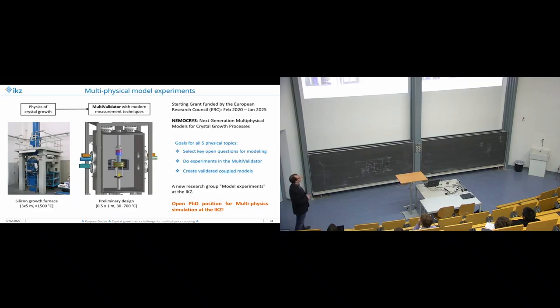And we will try to develop the next generation of multiphysical models for crystal growth. We will address all the 5 physical topics which I mentioned on the previous slides, such as heat transfer, melt flow, gas flow, thermal stresses, and electromagnetic aspects. These are the 5 aspects which we will address. And of course, we will do experiments in this setup, which I call multi-validator, to validate all the physics which we need. And of course, at the end, what we need is a coupled model which describes the physics correctly. That's the goal, and we are doing this in a new research group for the experiments at the setup. There is still a PhD position open, especially for simulation, so if you are interested, let me know.